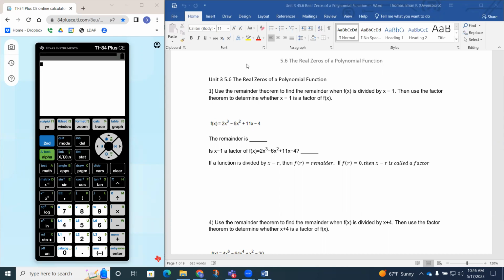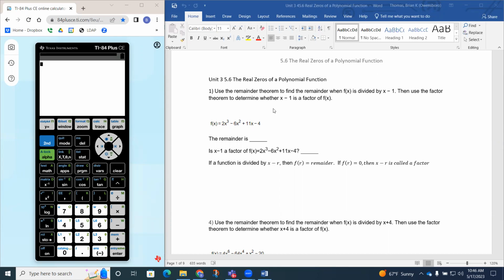The first type of zero we really want to deal with is what's called a rational zero. A rational zero is going to be something that can be expressed as a whole number or integer or fraction or decimal. They're going to be excluding the radicals, the irrational values.